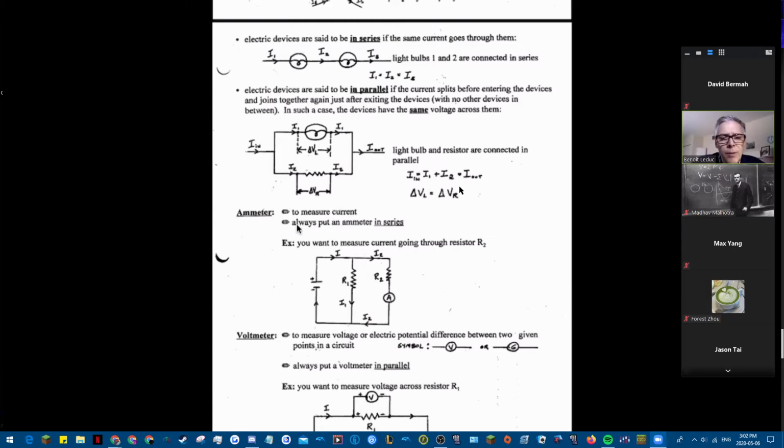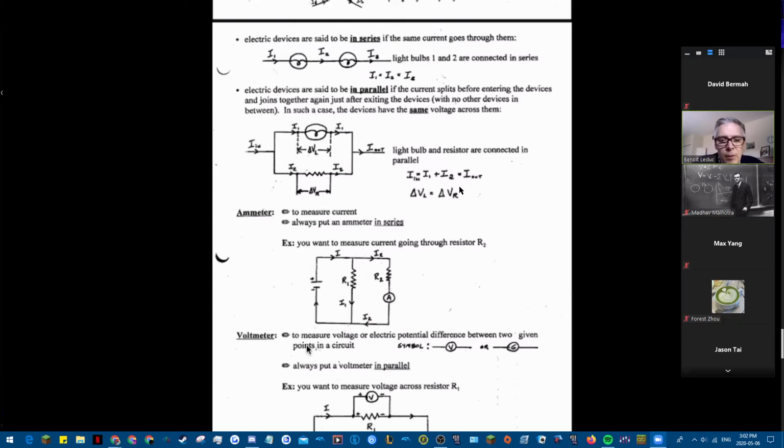Our ammeter, as we said, is something that measures the current and must always be placed in series. So if you want to measure how much current goes through this branch, you put the ammeter here. You can put it here, there, or there. It doesn't really matter as long as you put it in this branch, okay? And that measures the current going through R2.